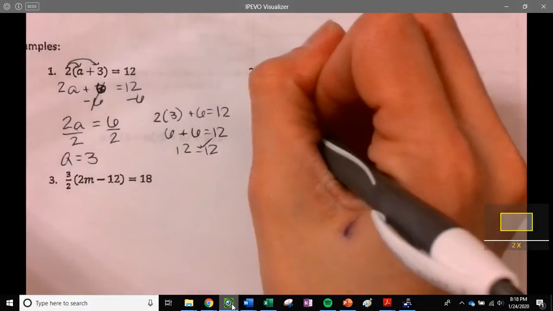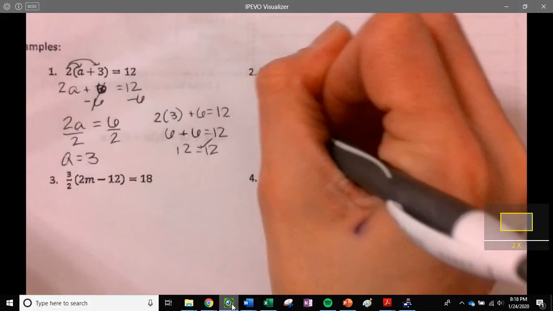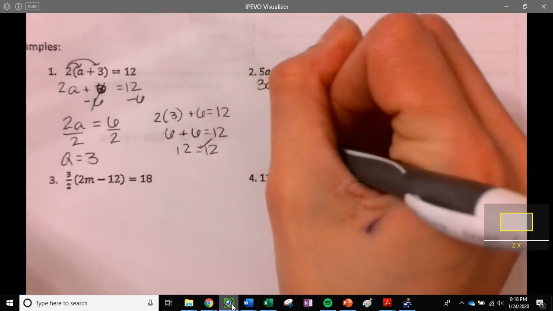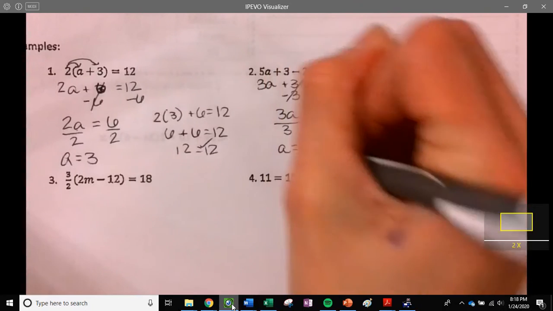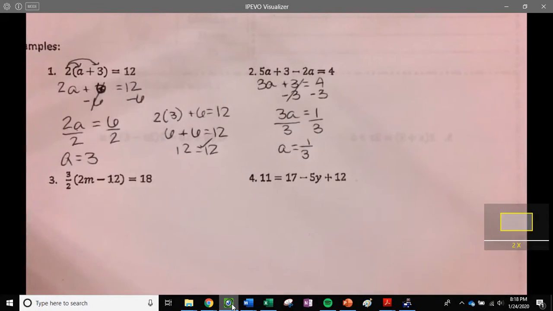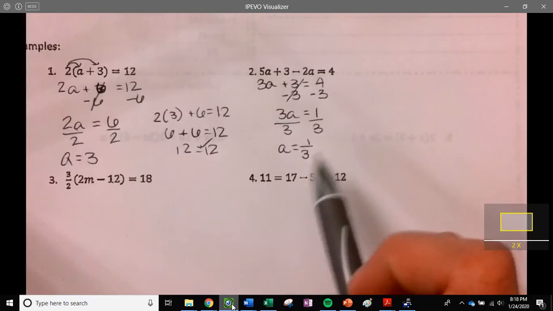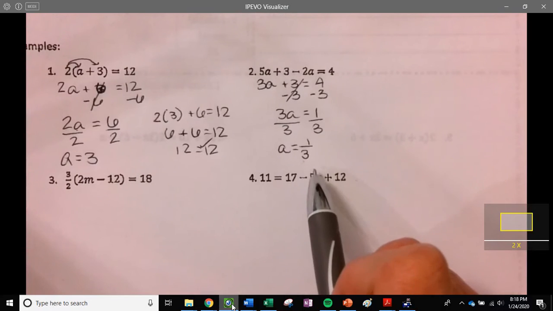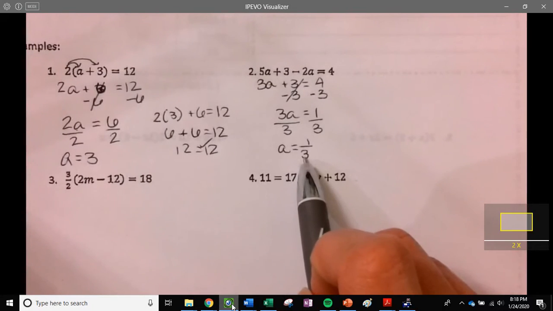And now I need to unstick the 3 and the a by doing division. All right, and that's going to give me a equals 1/3. Oh, yay, a fraction! Woo! Just kidding. I know you guys hate fractions. Okay, so now we're going to check 1/3. So I need to fill 1/3 back in for a.